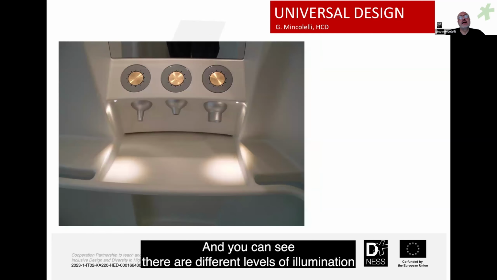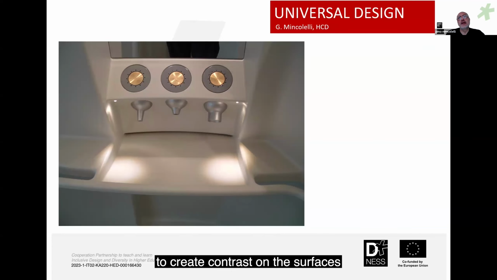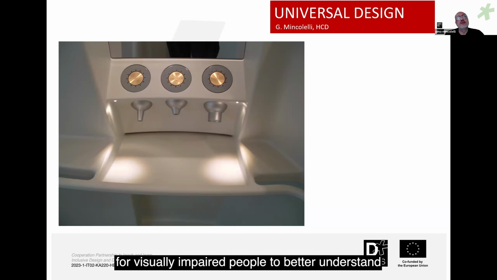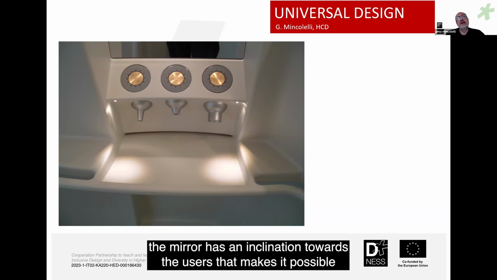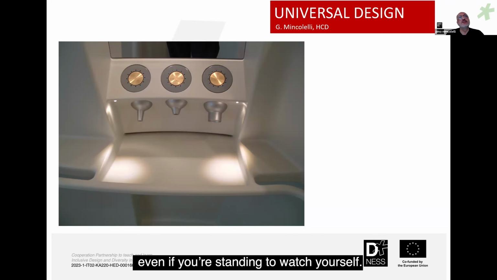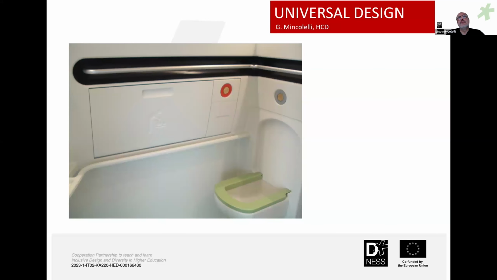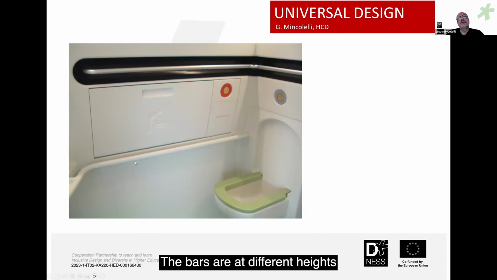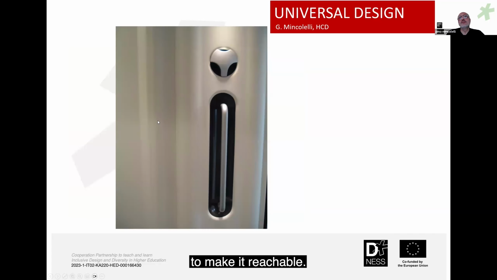And you can see there are different levels of illumination to create a contrast on the surfaces, to help visually impaired people understand better the shape they are working with. The mirror has an inclination towards the users that makes it possible, even if you're standing or in a wheelchair, to watch yourself. The bars are at different heights and signaled. The bar at the high height that could be dangerous has been embedded in the wall, making a depression in the wall to make it reachable.